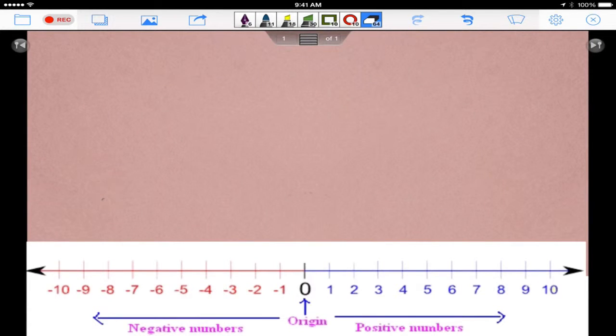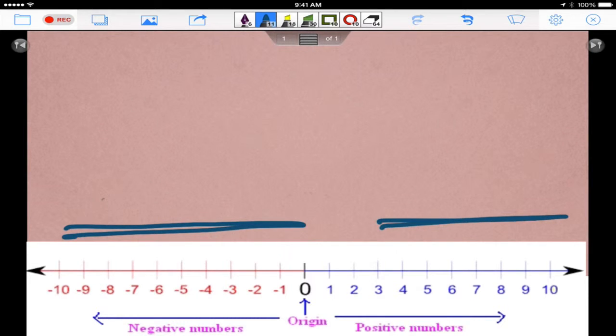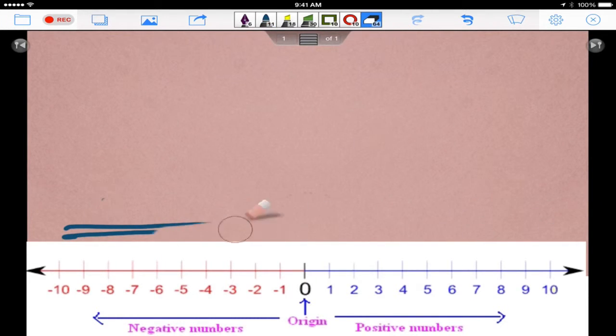Today we're going to talk about negative numbers. You can see that I have a number line below, and the number line has negative numbers. They're in red over here. This is negative, and over here are positive numbers. Positive numbers are to the right of 0, and negative numbers are to the left of 0.